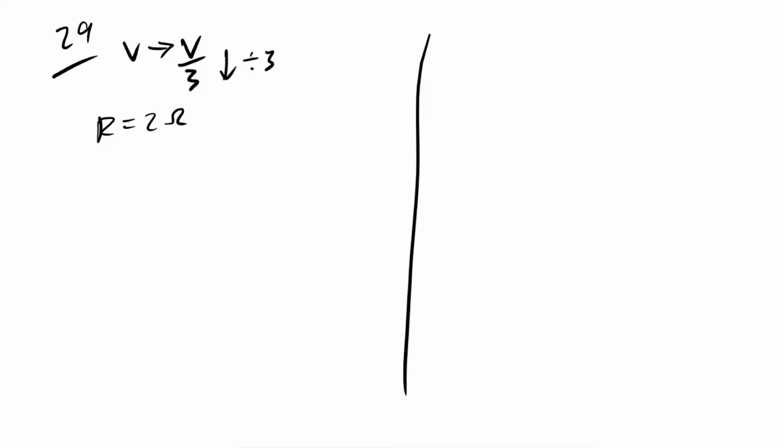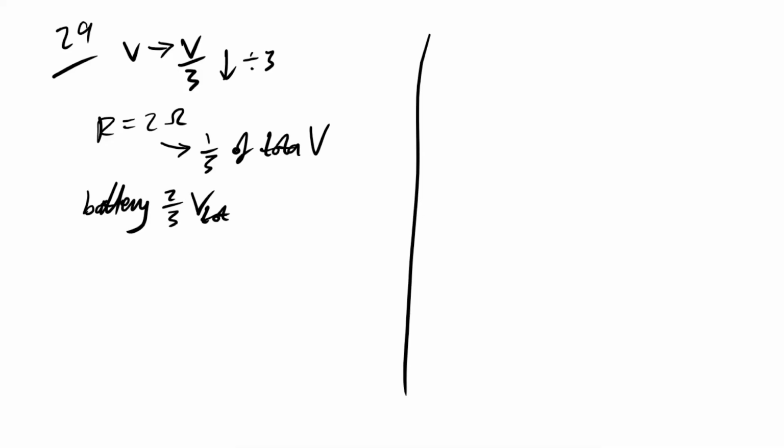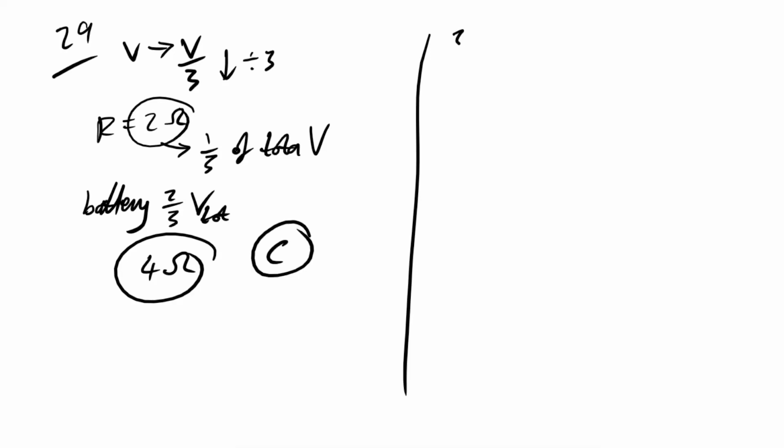So that must mean that the 2 ohms is getting a third of the EMF, or the total voltage. And so that means that the battery must be getting 2/3 of the total voltage. And so therefore, if we have 2 ohms on the resistor there, then we must have twice as much inside the battery. So it's going to be 4 ohms. The answer is C.